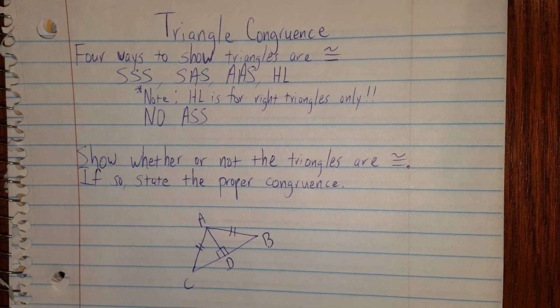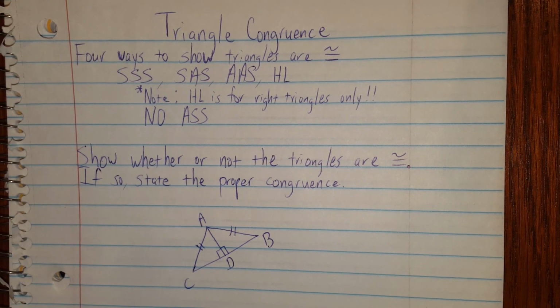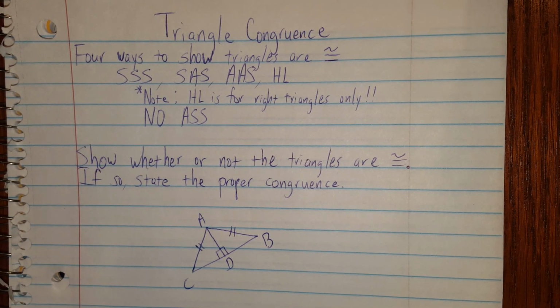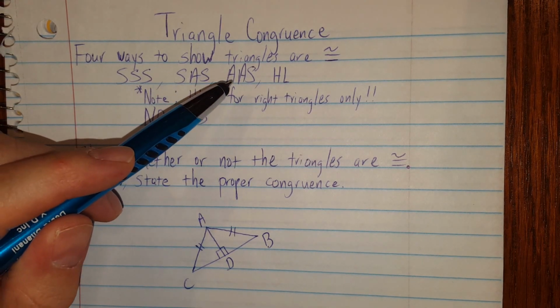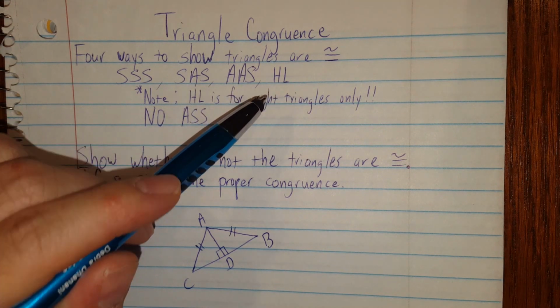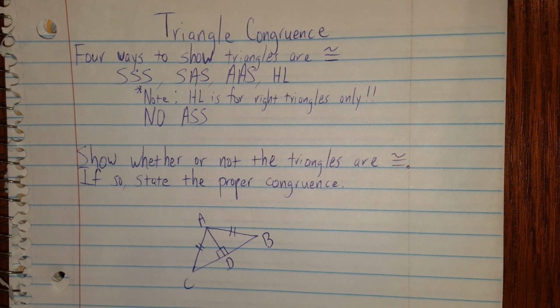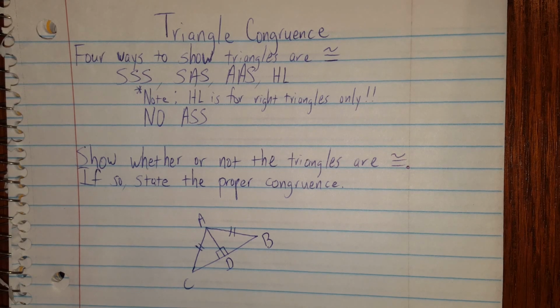You've got SSS, SAS, AAS, HL. Okay, so these are all abbreviations. This one meaning side, side, side. This is side, angle, side, hypotenuse, leg. So very important to know that HL is for right triangles only. So whenever you have right triangles, you can think, okay, well, it's possible that if they are congruent, maybe it's by HL.